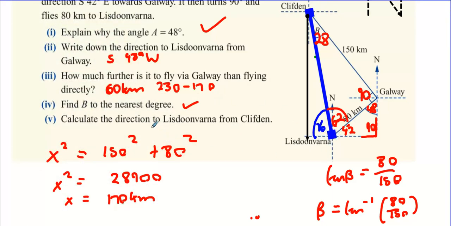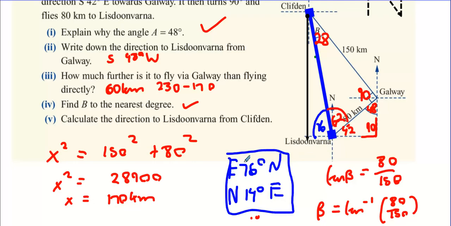Now, calculate the direction from Lisdoonvarna to Clifton. Well, I could say that it's east 76 degrees north, because you go east first and then 76 degrees north, or that's the same as north 90 take away 76, north 14 degrees east. They're the same direction as each other, right guys? And that's it, and we're done.